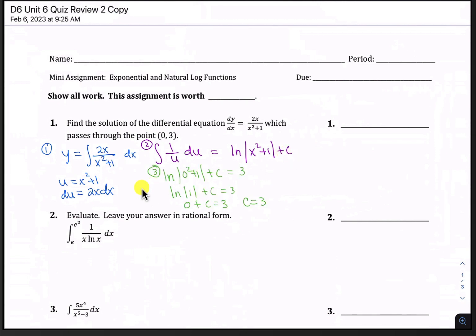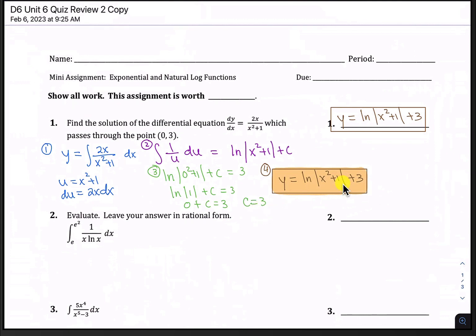Now in the next step, in step 3, we realize that when x is 0, y has to be 3. So let's just substitute 0 in for x, and then we'll set it equal to 3 here. So that's the natural log of 0 squared plus 1, plus c, has to equal 3. That gives us the natural log of 1 plus c equals 3, and we know the natural log of 1 is 0. That gives us c equals 3.